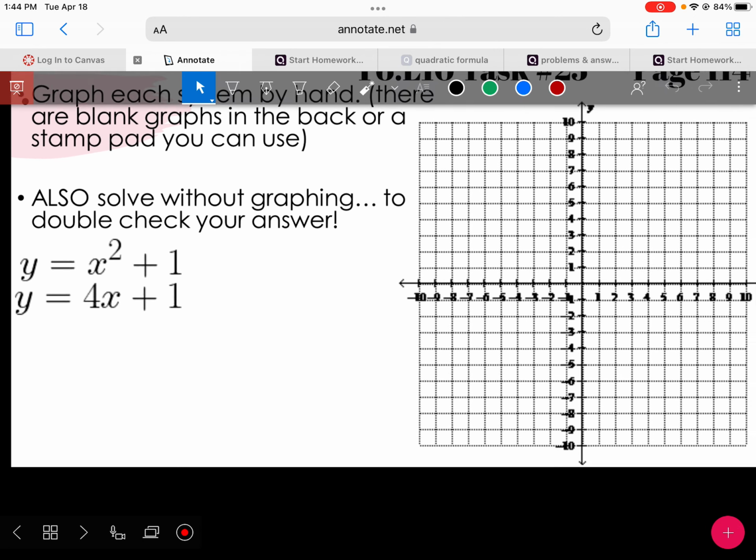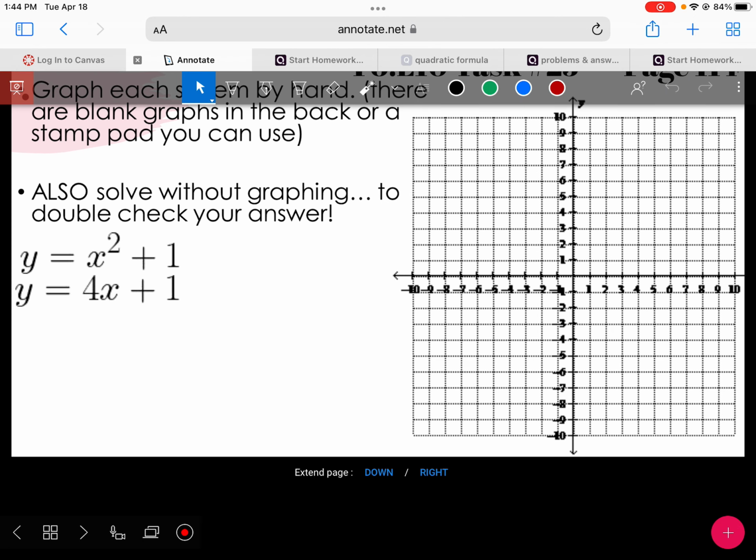All right. So in our system of equations, we have two equations. What kind of equation is this first one? X squared plus 1. What kind of an equation is that?